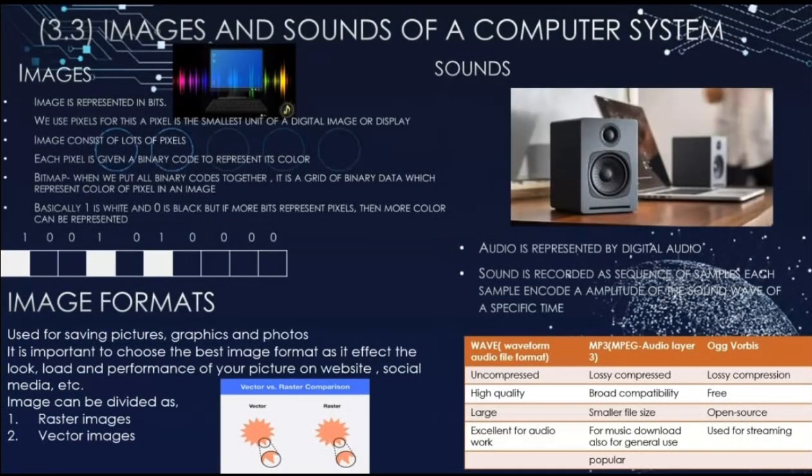Images and sounds of a computer system. Images are represented in bits. We use pixels for this. A pixel is the smallest unit of a digital image or display. An image consists of lots of pixels. Each pixel is given a binary code to represent its color, the bitmap. When we put all binary codes together, it is a grid of binary data which represents the color of pixels in an image. Basically 1 is white and 0 is black, but the more bits represent pixels, the more colors can be represented.